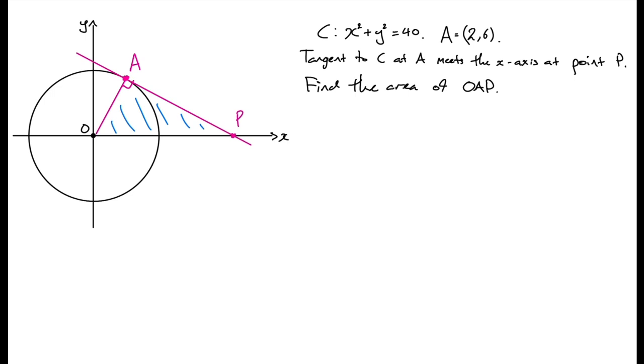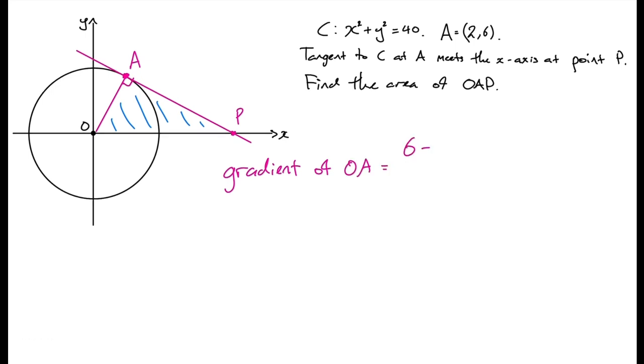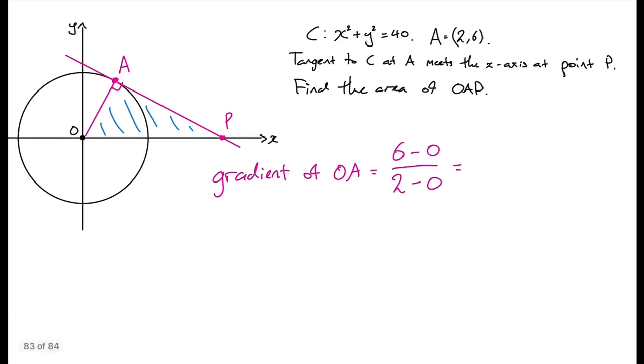So the next step in this problem then is to find the gradient of the line OA. To do this, we use the difference in y's over the difference in x's. So the y coordinate of A is 6, and at the origin it's 0. And for the x coordinates, we're going to have 2 take away 0. So this ends up being 6 divided by 2, which is just 3.